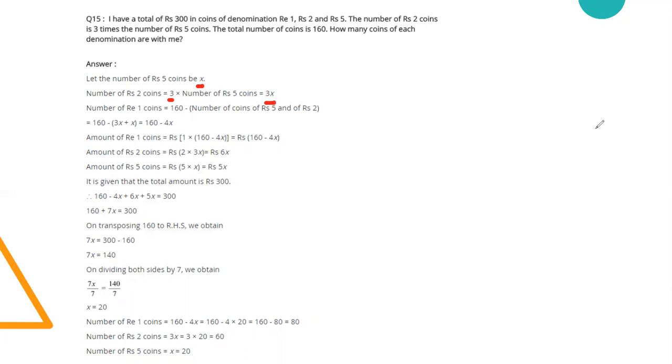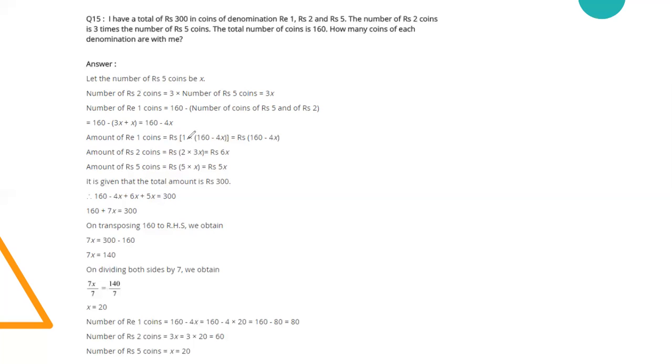Now, how do we find out the number of 1 rupee coins? That's quite simple. 160, which is the total number of coins, minus the number of coins of 5 and 2, isn't it? So, 160 minus (3x plus x) equals 160 minus 4x. How do I get 4x? That's quite simple. If you just add 3x plus 1x, that gives you 4x. So 160 minus 4x.